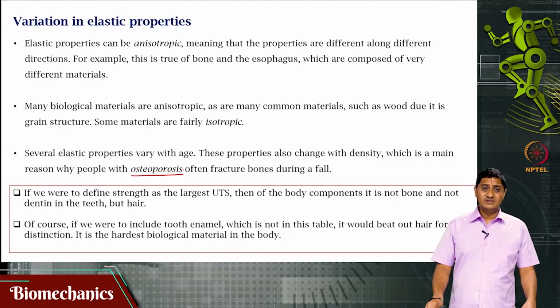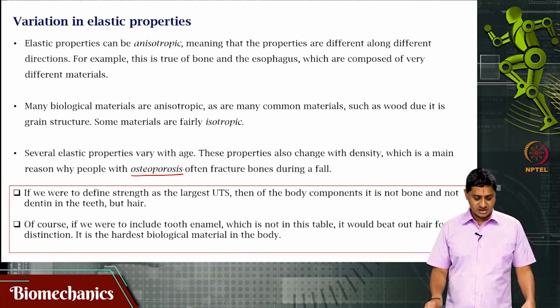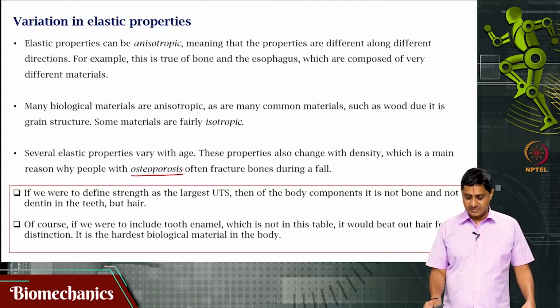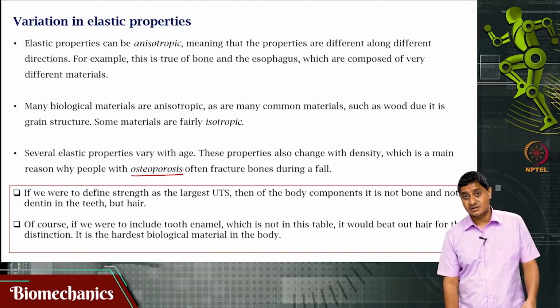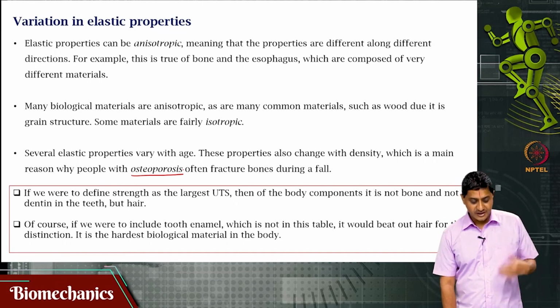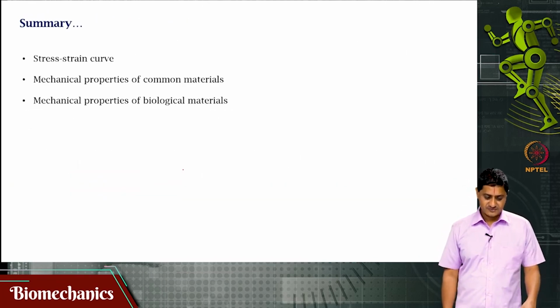Of course, if I define strength as the largest UTS, then it is not bone that is the strongest, but rather the hair. But if I consider tooth enamel, which is not mentioned in that table, it would beat out even the hair, because tooth enamel is the hardest biological material in the body. It is even harder than hair when you take UTS as strength. Okay.